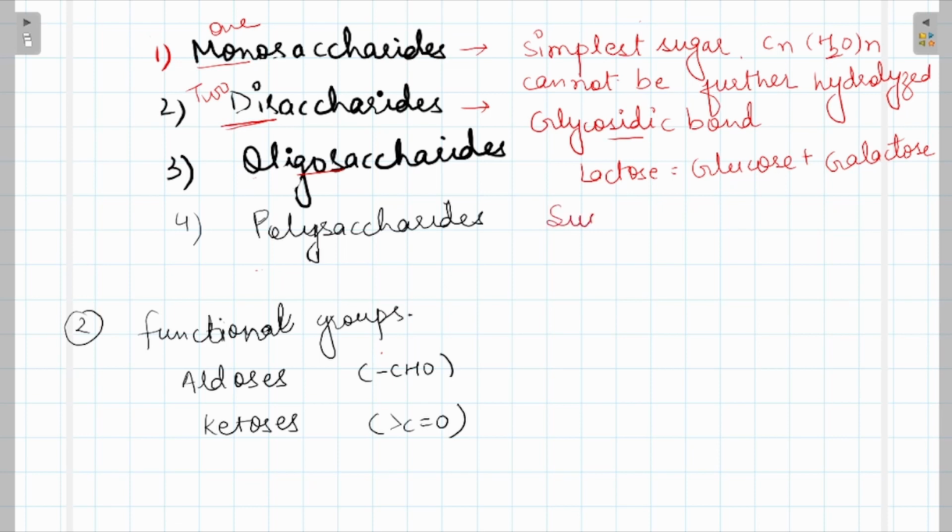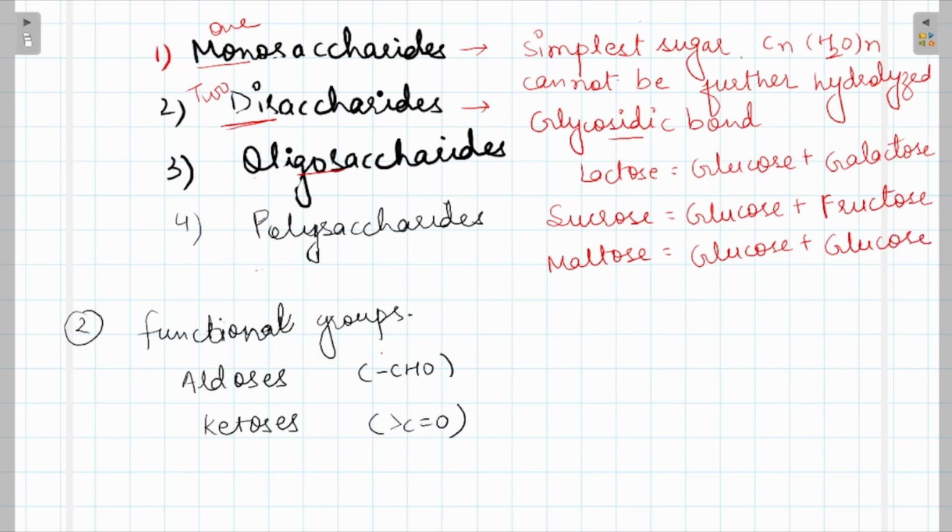Glucose, lactose के अलावा sucrose. It is a table sugar. It is formed by glucose and fructose. And one more is maltose, malt sugar. It contains 2 glucose units, glucose plus glucose. So it's all about disaccharide.